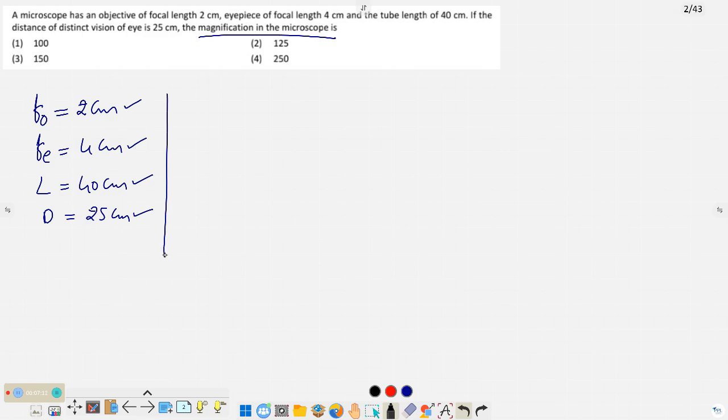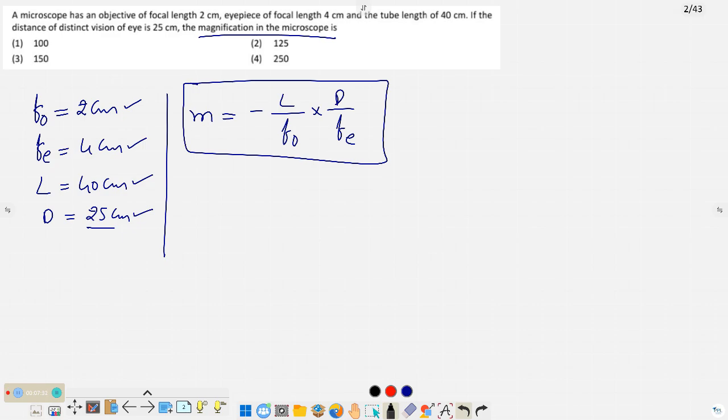So what is the formula for the magnification of the microscope? There is one formula for the image at infinite distance and another for the finite distance. Here, at a distance of 25 centimeters, the formula is minus L by f naught into d by f e. If the image is at infinity, the formula is 1 plus d by f. So in this case, the magnification is minus L by f naught into d by f e.